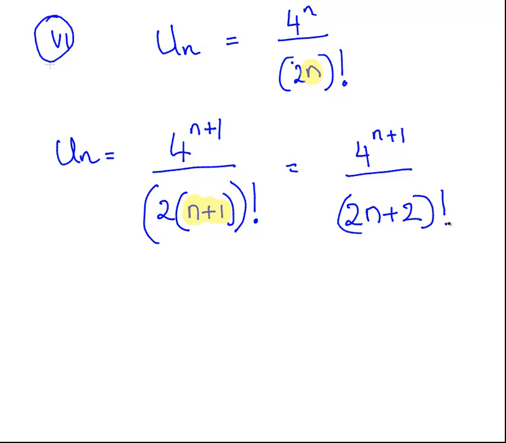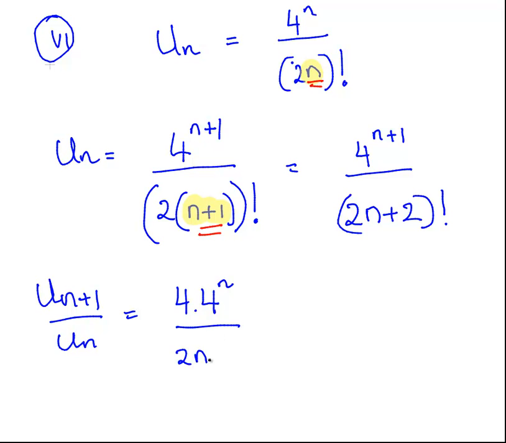Okay, so just be very careful with the brackets. When I replace n with n plus 1, I don't get 2n plus 1, I get 2n plus 2. Watch out for that. It's pretty tricky. Let's go and try and solve this now. Okay, so this is actually quite a hard one. So u of n plus 1 divided by u of n. So let's express u of n plus 1 as 4 times 4 to the n. Okay, that's 4 to the power of n plus 1 is 4 times 4 to the n.